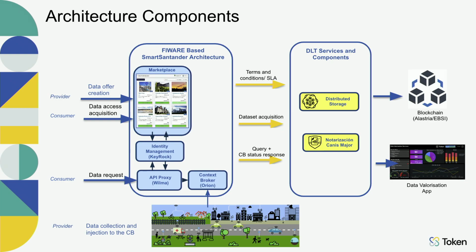This is an overview of the components of our architecture. I will not go into detail, but you can see that we have a FIWARE-based architecture where the sensors can inject the data into our context broker. And through the new DLT services and components that we have integrated through TOKEN, we can notarize the dataset acquisition, the queries to the context broker, and the status of the response of this context broker. In addition, we can store the terms and conditions and service level agreements for further smart contract execution.